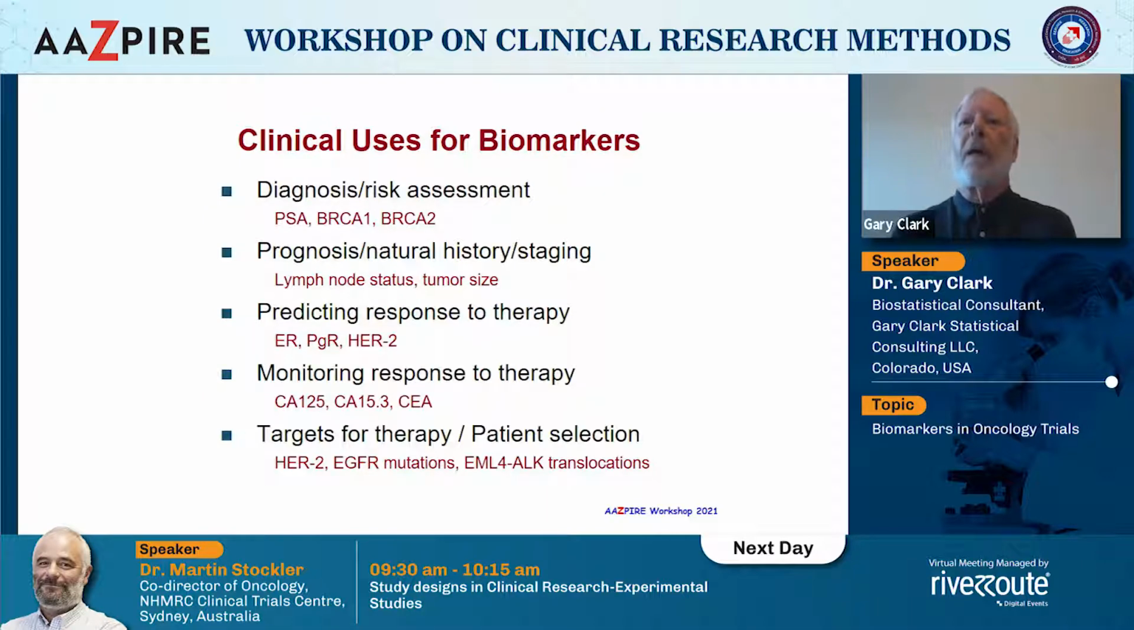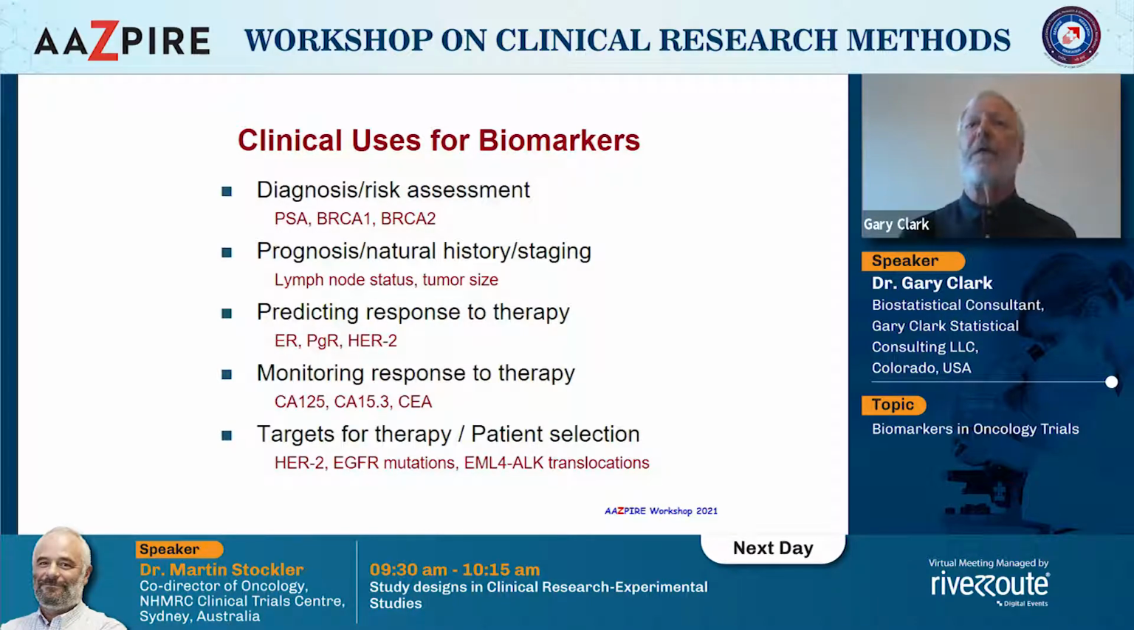For example, a biomarker could be used to make a diagnosis or to make a risk assessment. Think of PSA for diagnosing prostate cancer, or the various breast cancer genes for assessing the risk of developing breast cancer. Biomarkers can be used for prognosis or estimating the natural history or creating a staging system. So think of lymph node status or tumor size. For most cancers, these factors are correlated with a poor prognosis.